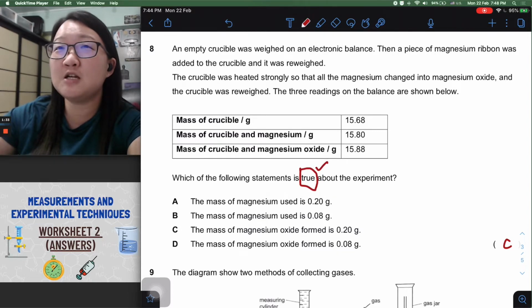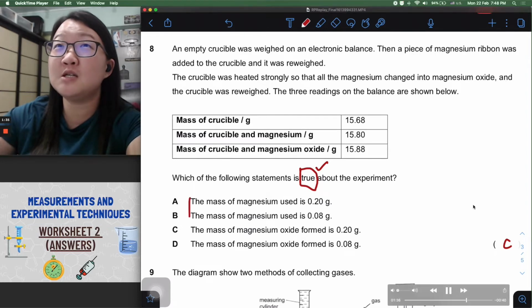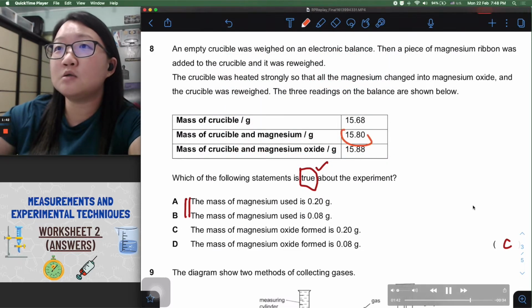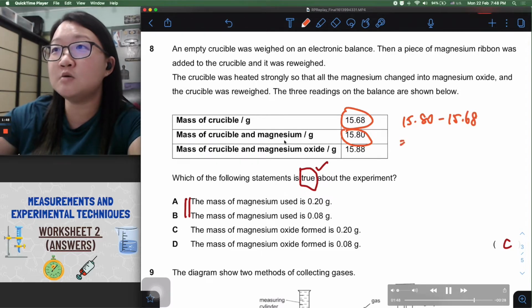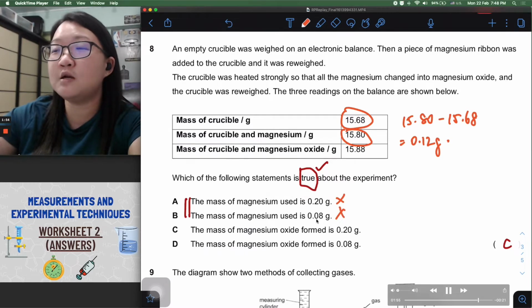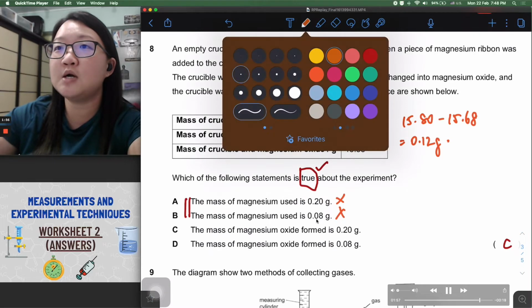So this is really mostly calculation. If you look at options A and B, mass of magnesium used, so we will take 15.80 minus 15.68 to get the mass of magnesium. So a little calculation here will tell you that the mass is 0.12, which is none of the answers here. That's why A and B is wrong.